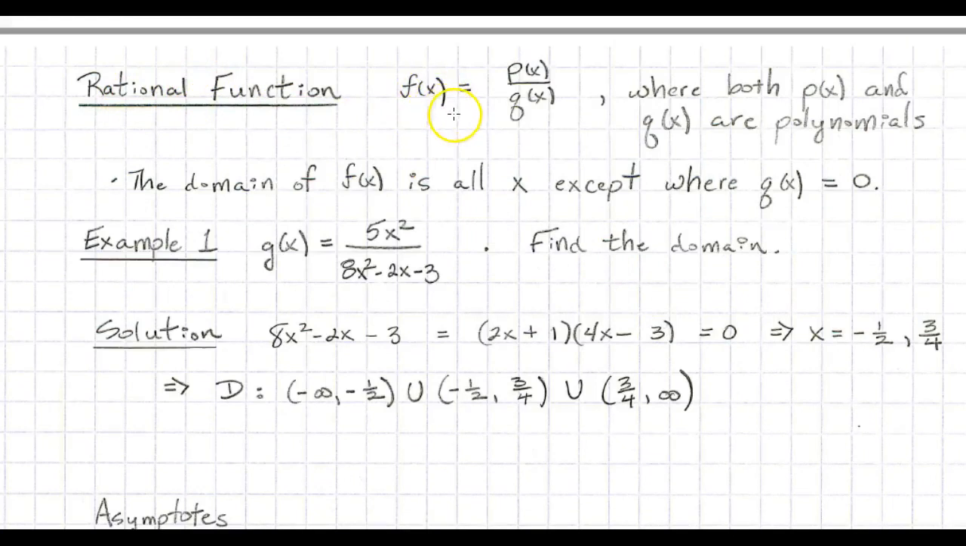A rational function is any function in ratio form, fractional form, like this: p of x divided by q of x, where both p of x and q of x are polynomials, powers of x that are positive integer powers. The domain of f of x is all x, except you can't divide by 0, so q of x cannot be 0.